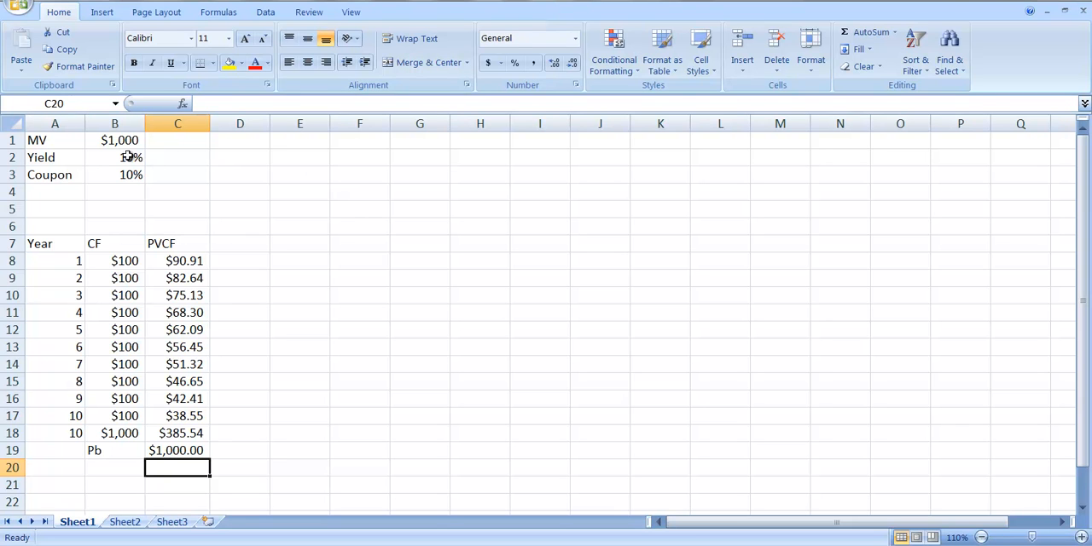In fact, you can sort of check by changing. If I lower the interest rate to 9%, the bond price should go up. It does. All right, I think we have this formula correct.